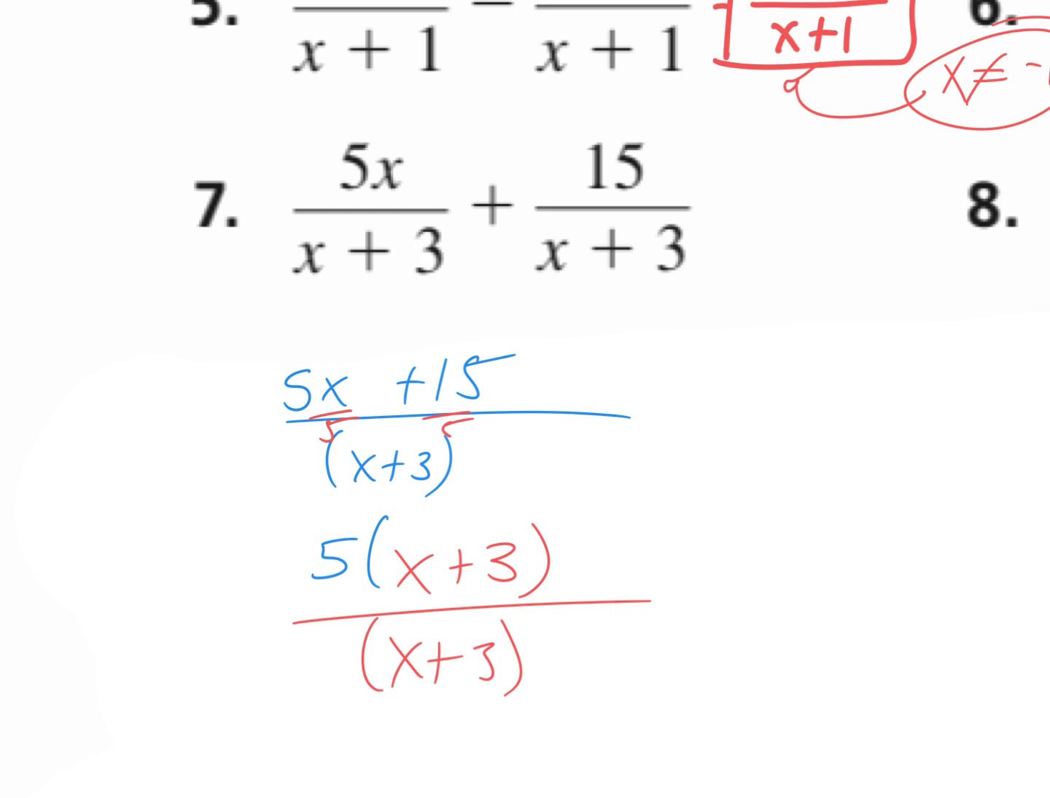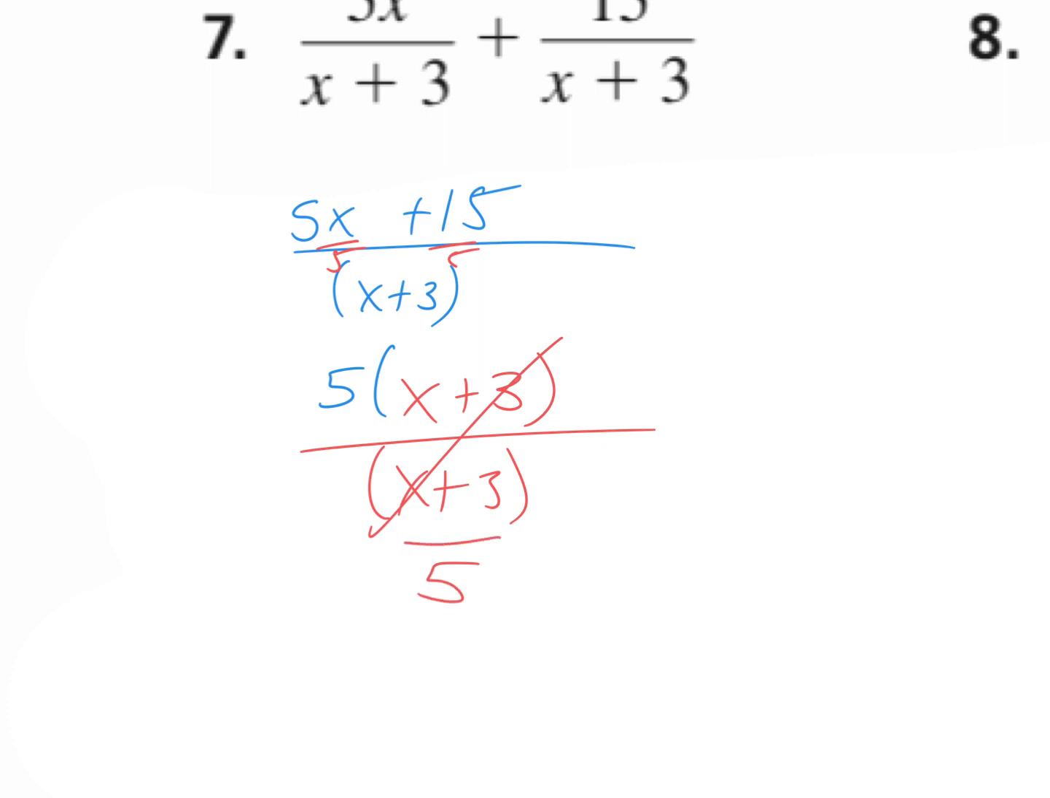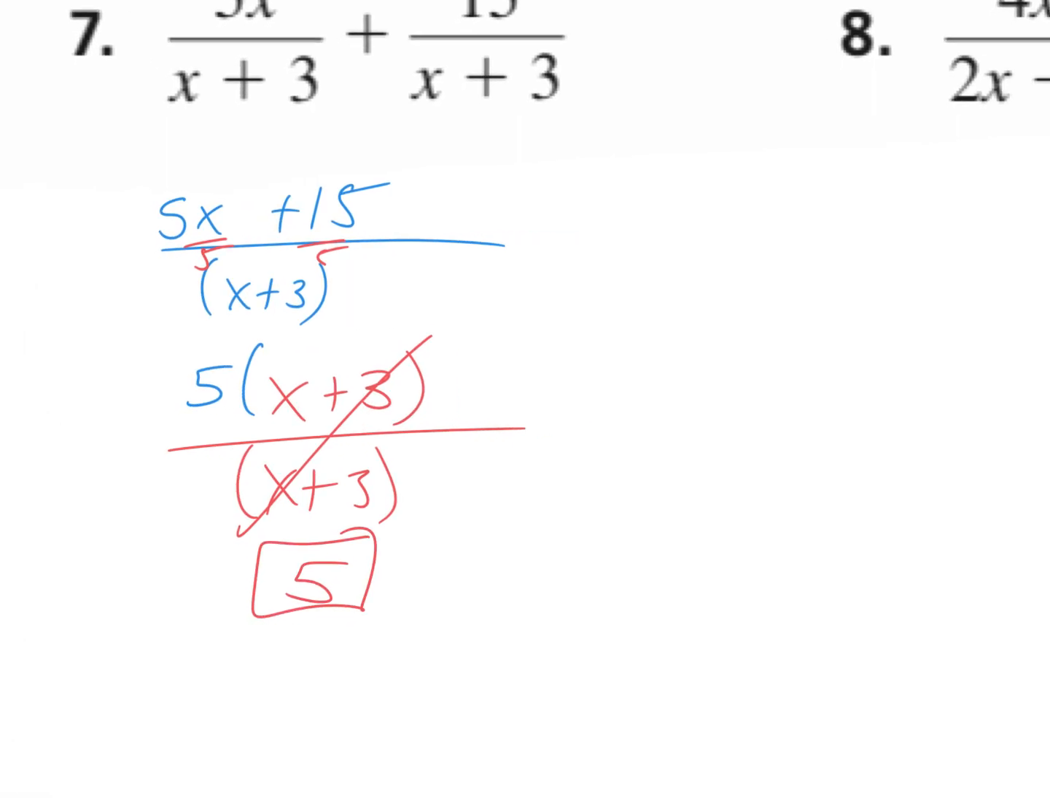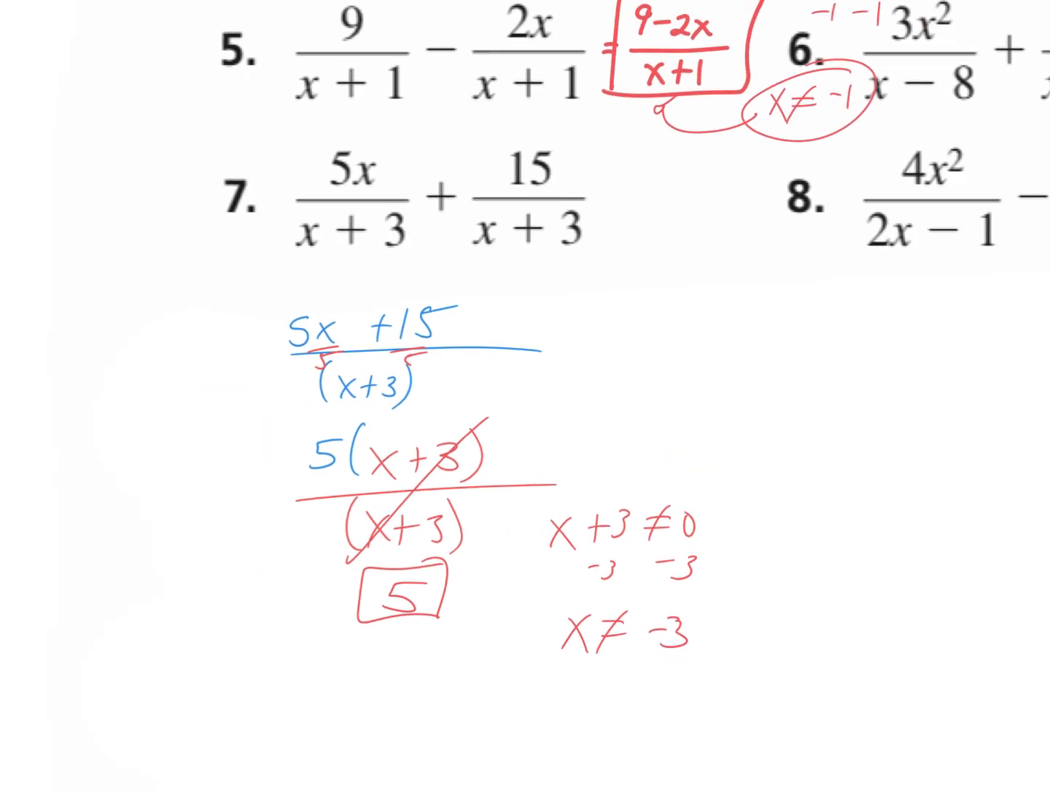Now what do you guys notice? These two cancel, so your simplified version is just 5. But you do have to go up because if I set x plus 3 not equal to 0, subtract 3 from both sides, what can x not equal? Cannot be -3, because when you plug in -3, -3 plus 3 equals 0, then your fraction becomes undefined. Does that make sense?